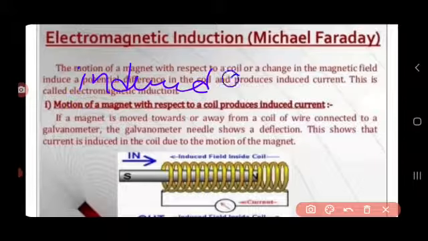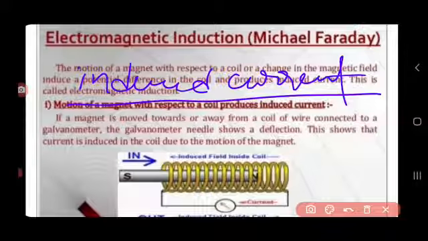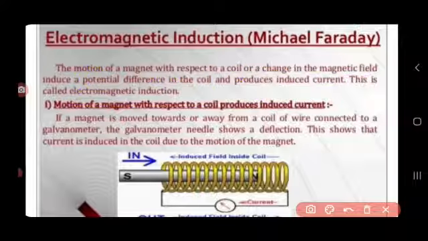See, suppose we take a coil and connect the coil with a galvanometer. So galvanometer is the instrument which detects the presence of current in a circuit. So the coil is attached with the galvanometer. Now a bar magnet is also taken.